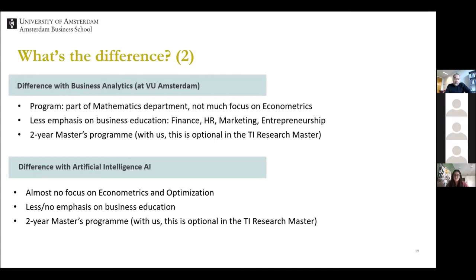And finally, the artificial intelligence program. Well, they have no focus on econometrics and or optimization, operations research. We have that focus. In our curriculum, econometrics and operations research related courses have a significant role, okay? And again, like any other program that I gave as examples, we have more emphasis on the business field. Again, we have a three pillar program, which we call the integrative or ABC curriculum: analytics, business, and computer science.